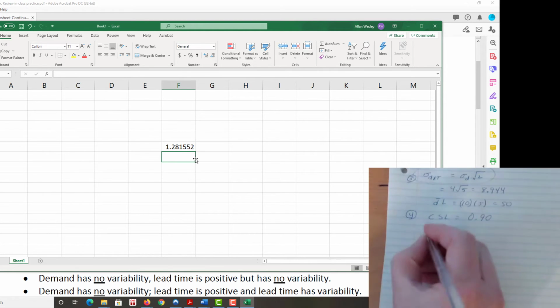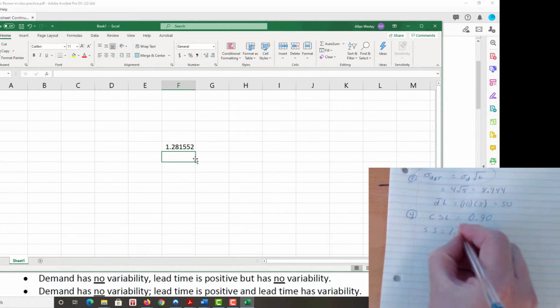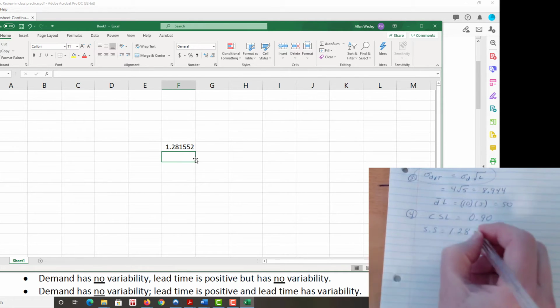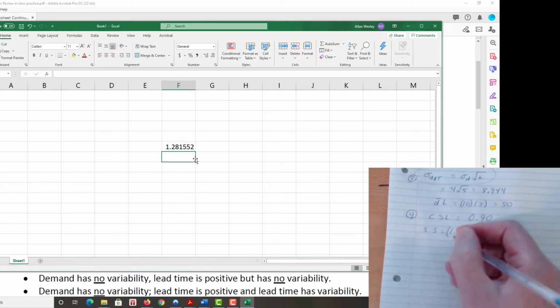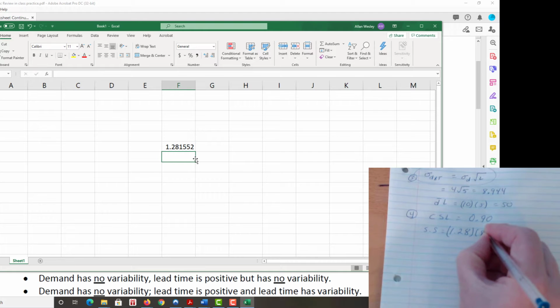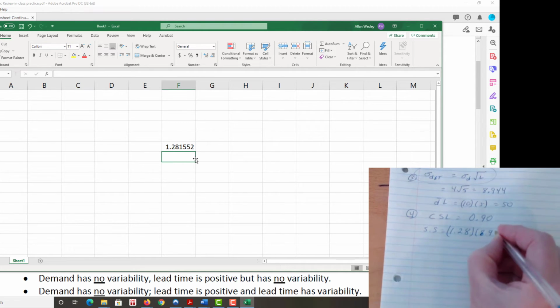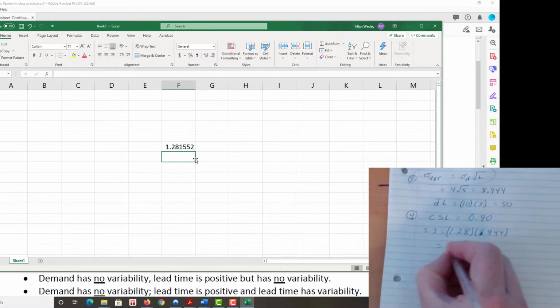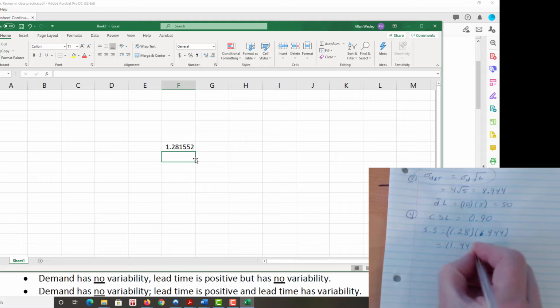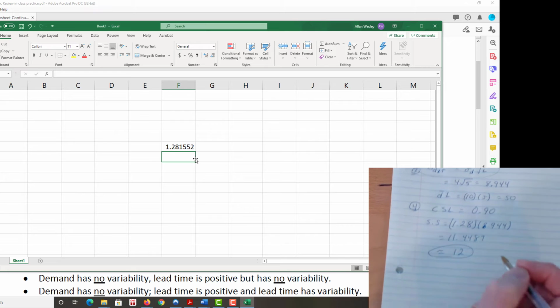Okay, so our safety stock goes to 1.28, and you can go as many digits as you want. We're going to be rounding it up anyway, so it's probably not worthwhile to get too crazy with the decimal spots. And in this case, we get 11.4487. We round it up to 12. Okay, that's the safety stock now.